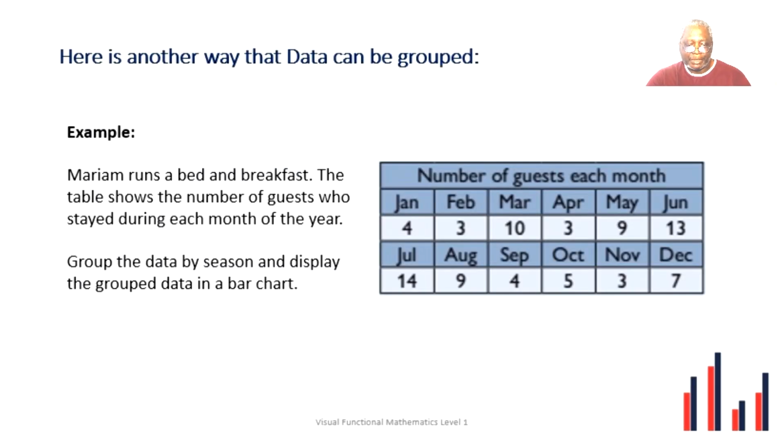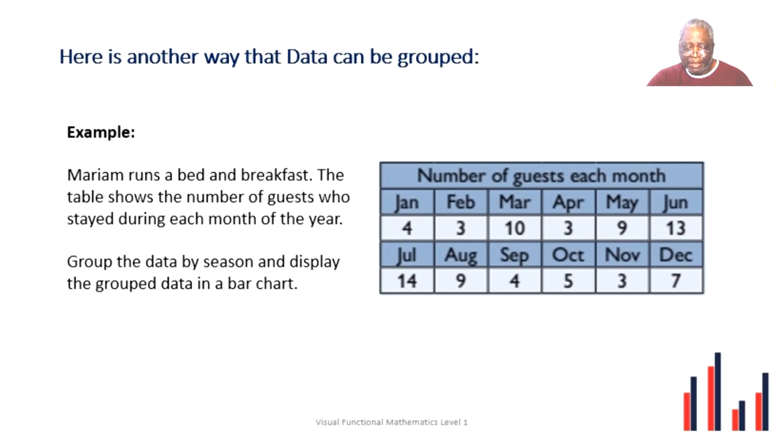Here is another way that data can be grouped. Mariam runs a bed and breakfast. The table shows the number of guests who stayed during each month of the year. There could be quite a lot of them, so how do you group them? I think the best way is to do it by month. Or even at that, you have 12 months. Can you make it even more manageable?